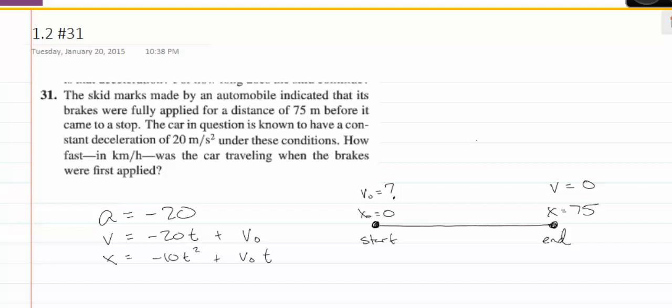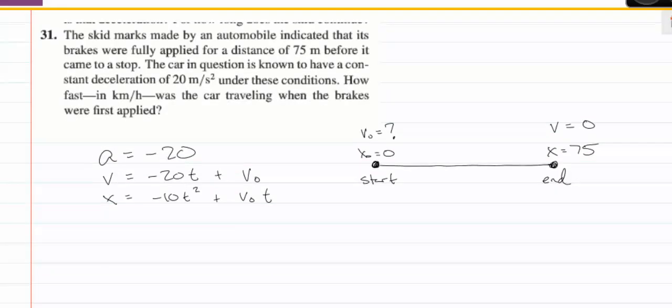Okay, so what we're going to do is figure out the time, how long it took for the car to come to a stop. And then we'll be able to figure out v naught. Basically, we're going to have two equations and two unknowns.